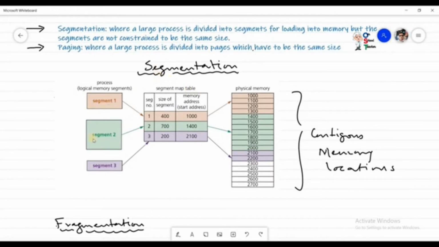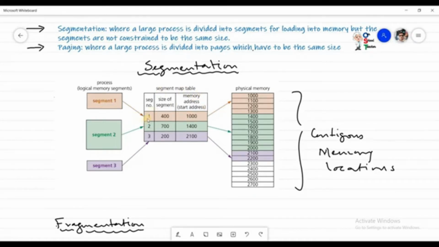This illustration has been given in your book. As you can see, segment 1, segment 2, and segment 3, this is a program, or process. It has been divided into 3 segments, and you can see they are of different sizes. And this is physical memory. In physical memory, it has been divided into frames, and between them, to keep the segment number and the memory address, the frame numbers, a segment map table is being used.